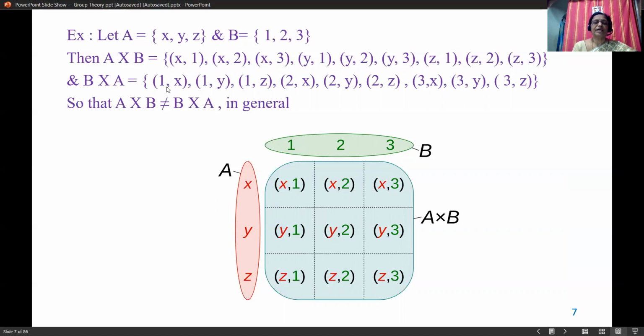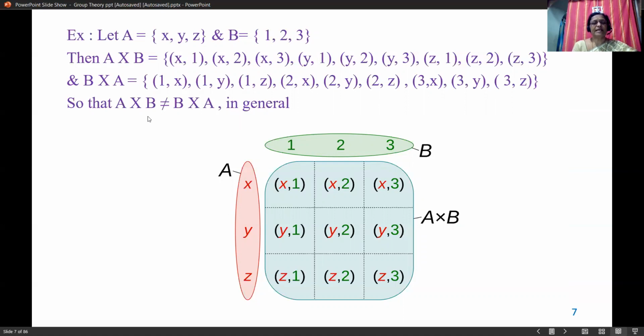And therefore, if you collect them, you will get the Cartesian product of B and A, that is B cross A. Now, with the help of these two sets, you can easily see that the ordered pair (x, 1) is not equal to the ordered pair (1, x), because initially we got the idea that two ordered pairs are equal if the first coordinate of the first pair is equal to the first coordinate of the second pair. So with this, you got the idea that A cross B is not equal to B cross A in general.